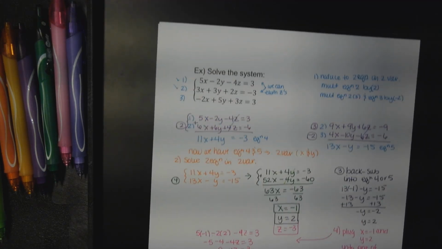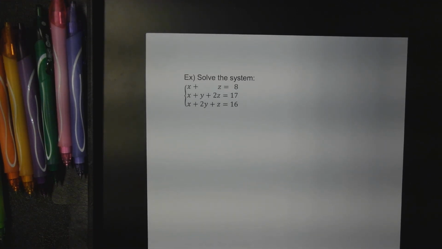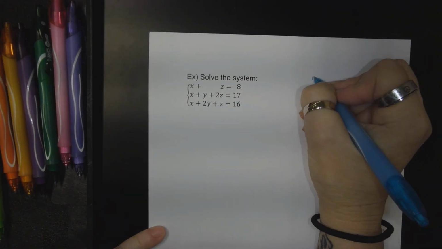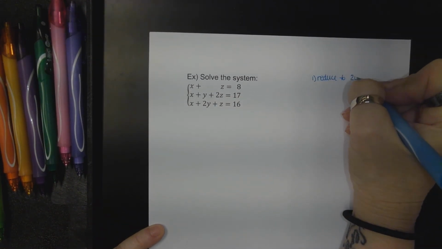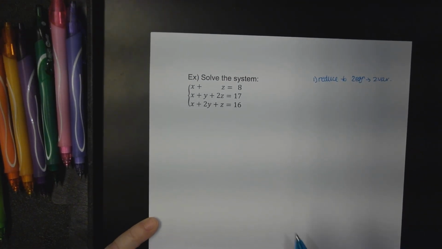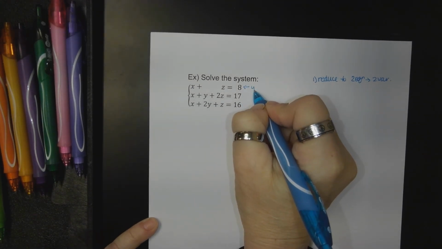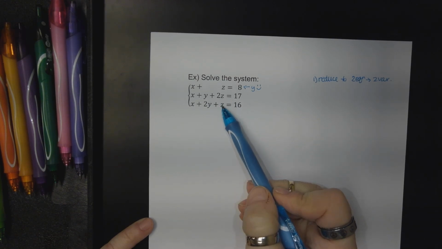Okay. Let's do another one. Now this one, there is no y on the first equation. That is not Miss Shelley messing up on her typing. That is correct in the way it's supposed to be, okay? So first step, we're going to reduce to two equations and two variables, okay? So since this one doesn't have a y, we don't have to do much with him, right? We already have that.